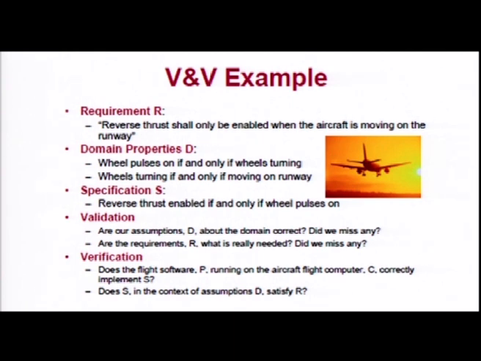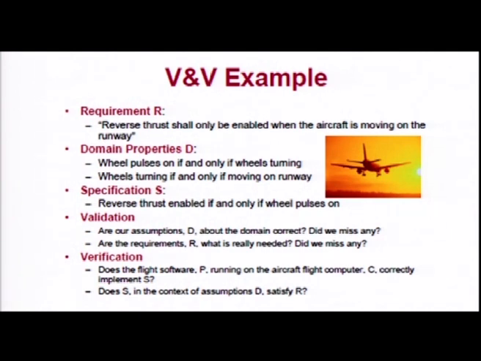Domain properties: wheel pulses on if and only if wheels are turning, wheels turning if and only if moving on the runway. So, there is a requirement R, there is a domain property D. These are some symbolic specifications. Anytime we should be able to address like this.